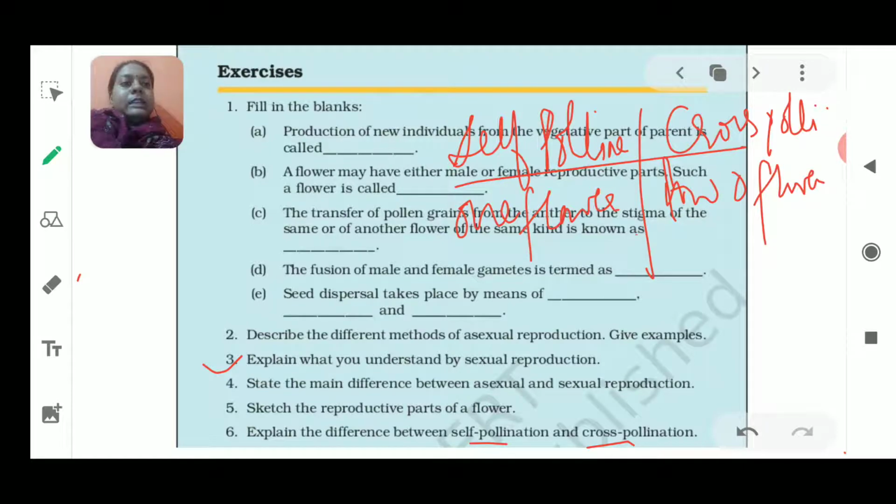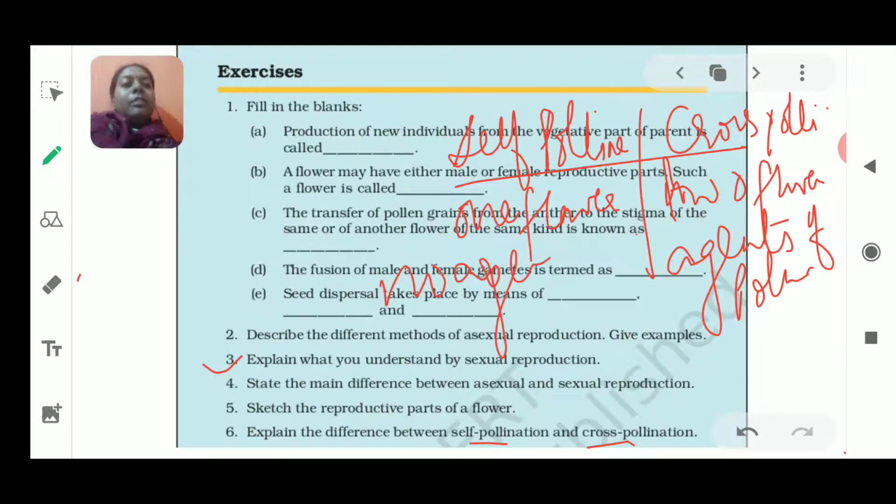As a result, self pollination could take place only with the help of air, or it takes place by itself. Agents of pollination are required in cross pollination, whereas in self pollination no agent, or only wind, is required.